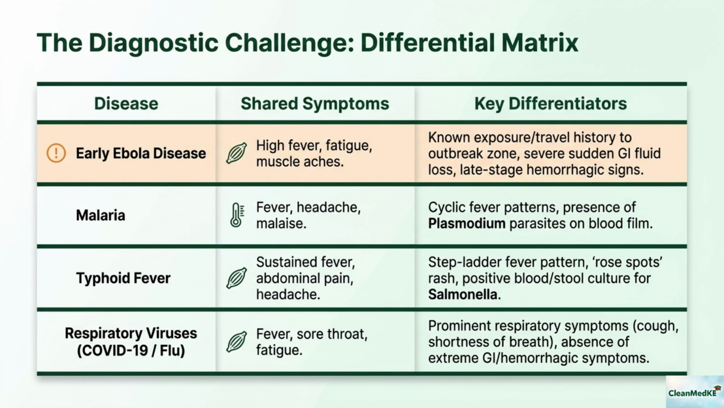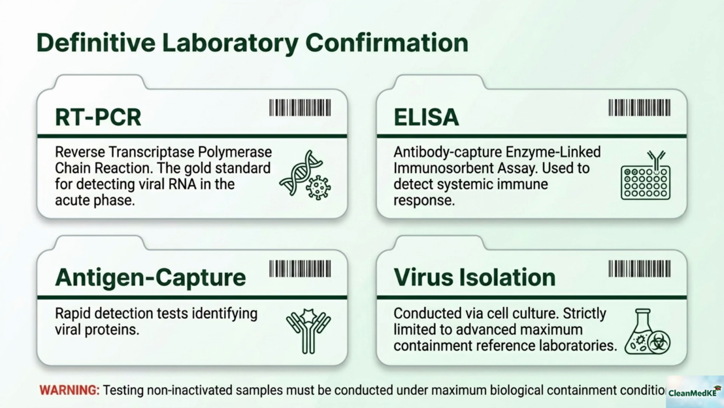However, those usually involve a prominent cough or shortness of breath, which are typically absent in the early GI-heavy presentation of Ebola. The biggest clues for Ebola are always travel history to an outbreak zone and the suddenness of fluid loss. To be certain, we turn to the lab.